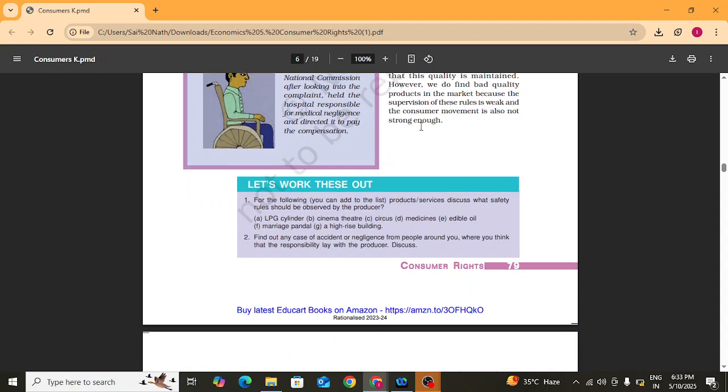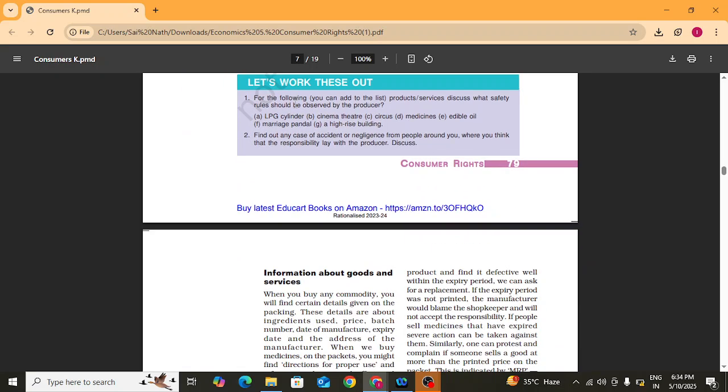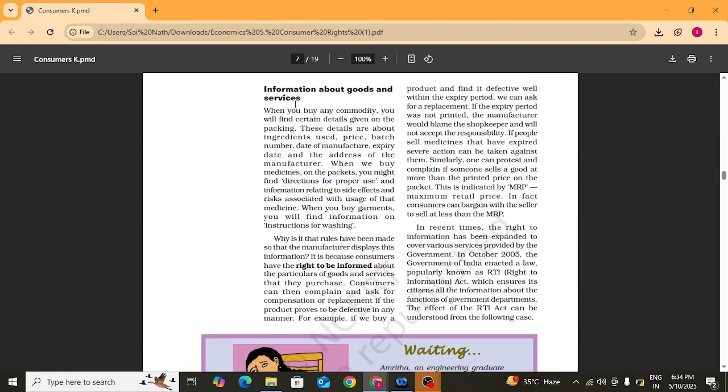But compensation is not always enough. The patient has become disabled, right? So although the clinic will compensate, it will not reverse the repercussions. That is an ethical question. Moving on, information about goods and services.